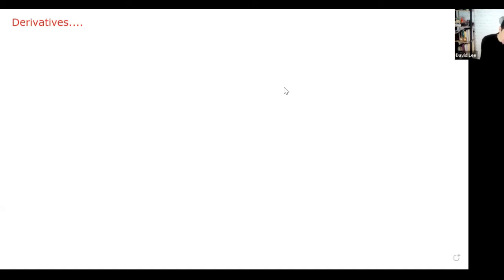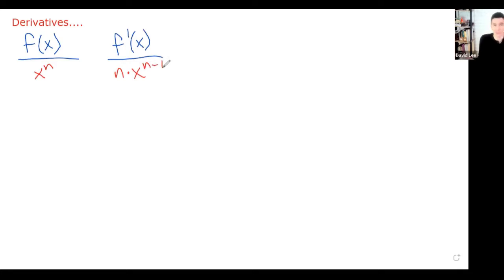So remember that if you have some function f of x, let's make a chart, f of x, and then over here f prime of x. Let's just make a little chart. Okay, we'll switch colors now. So let's suppose that you have some function x to the n. Then the derivative f prime would be n times x to the n minus 1, right?